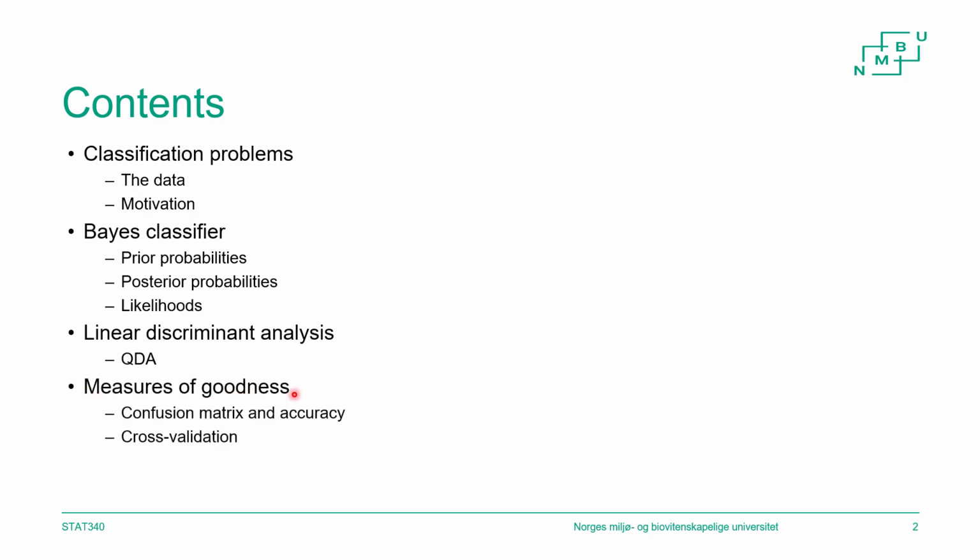Measures of goodness, that applies to all classification methods, confusion matrix and accuracy and so on. And we will see a little bit about cross-validation, especially when it comes to variable selection, because that's something we have talked about in previous weeks, actually all throughout this course almost. Which predictor variables are the important ones, right? And this is really important if your focus is to understand the data or the phenomenon that the data comes from.